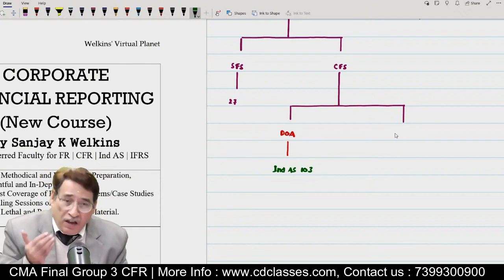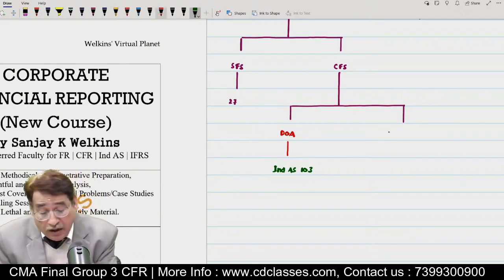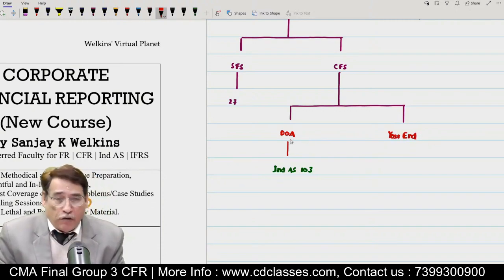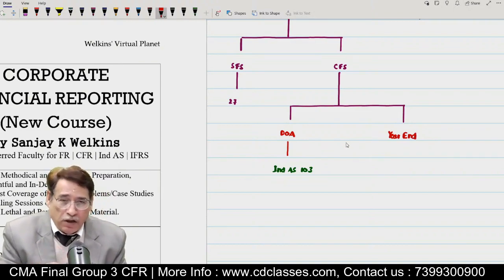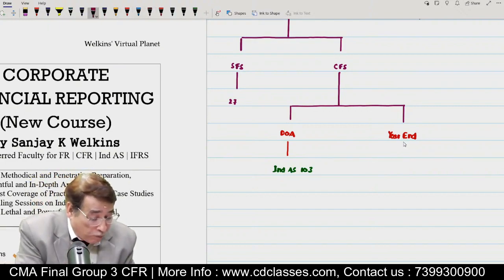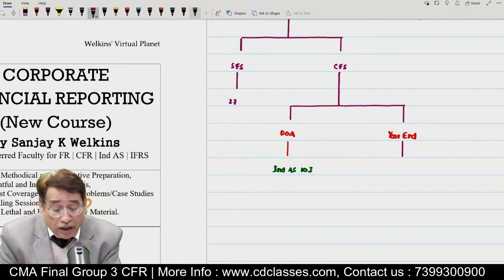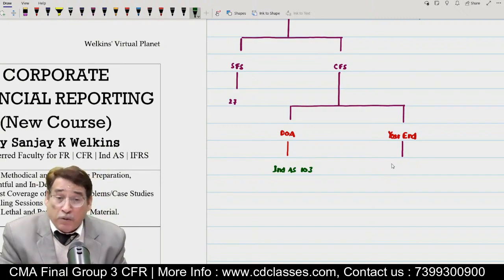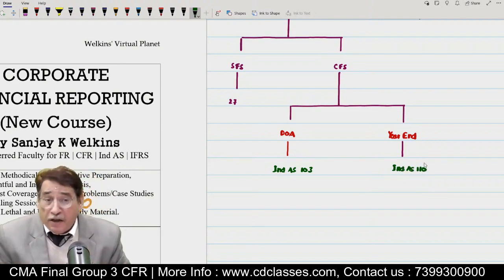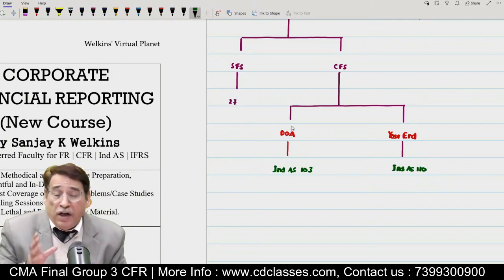Besides that, when we reach the year end, not only this particular year end, but every year end which follows after that, we will again have to prepare the consolidated financial statement. On the date of acquisition, we apply Ind AS 103 to prepare the consolidated financial statement. But at the end of the year, this time the consolidated financial statement will not be prepared as per Ind AS 103. It will be prepared as per Ind AS 110. Is it clear to you? So, on the date of acquisition, we apply Ind AS 103.